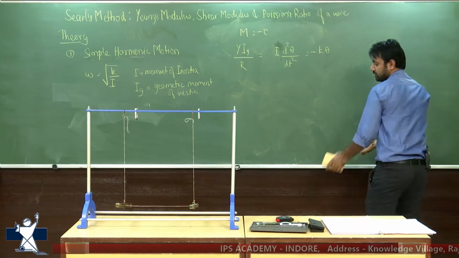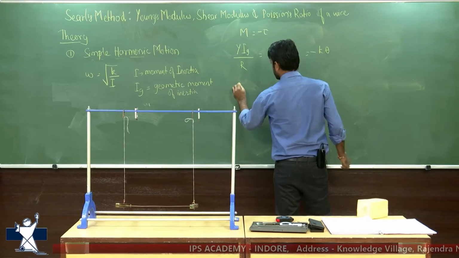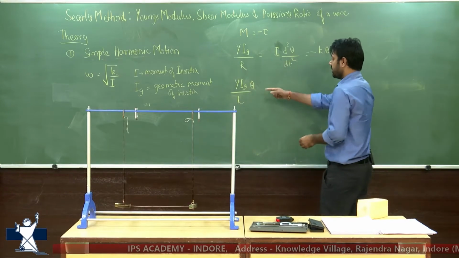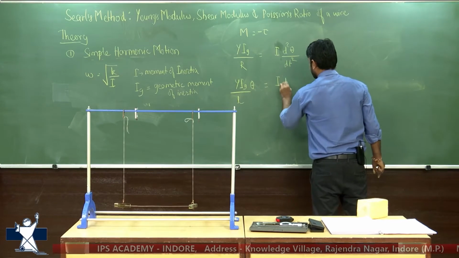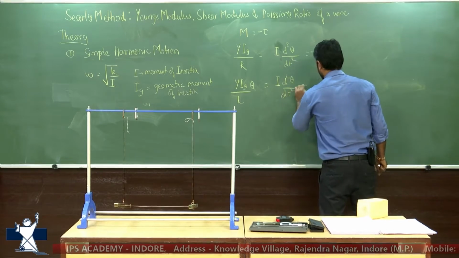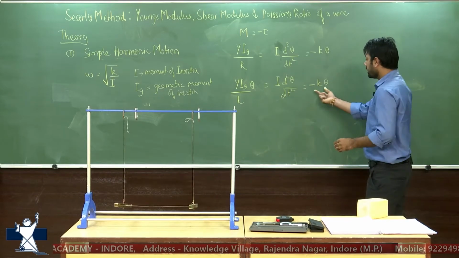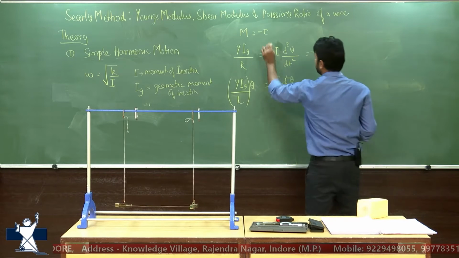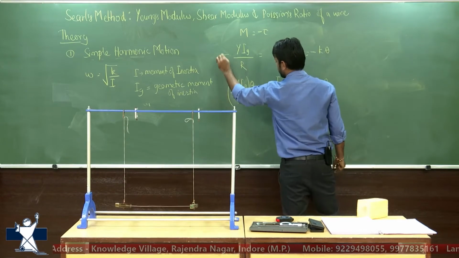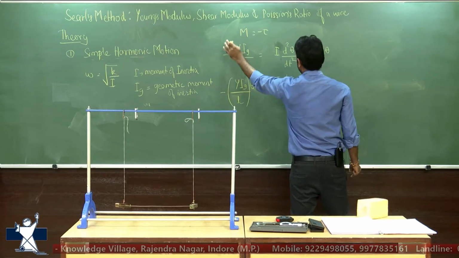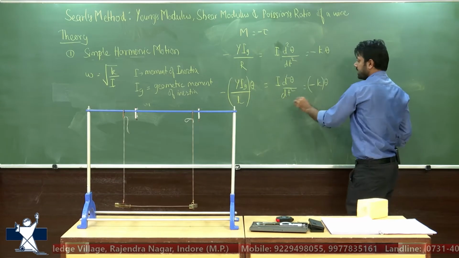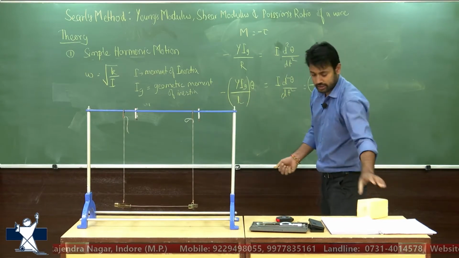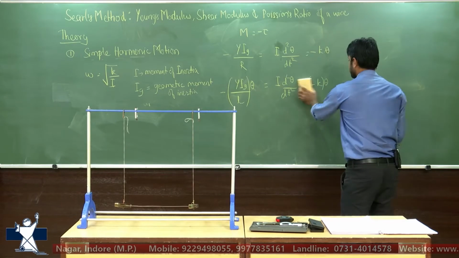So we will get Y Ig, and L by theta will be in the numerator. So now if you compare this with d2 theta by dt2 equals minus k theta, here k is equal to this factor, right? There was a minus sign here, so this minus is transferred here. So now minus k is equal to minus of Y Ig by L. So this is our constant.